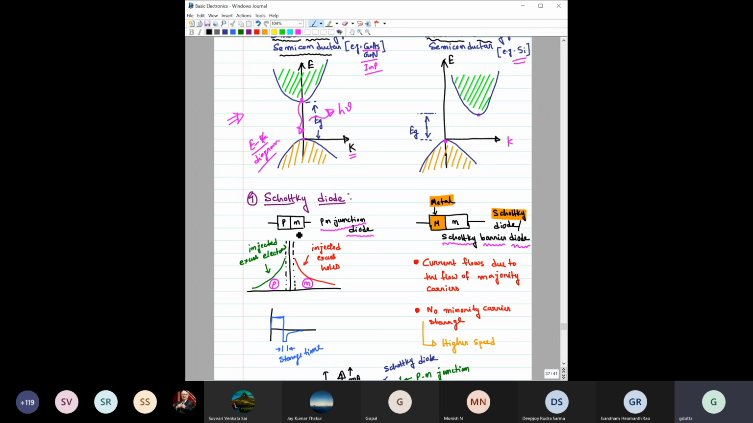And you know how this PN junction operates. When you forward bias this PN junction, plus to P and minus to N, holes from the P side are injected to the N side and become minority carriers. So you can see the injected excess holes. We have discussed this in our class. Similarly, electrons will also be injected from the N side to the P side and become minority carriers on the P side.